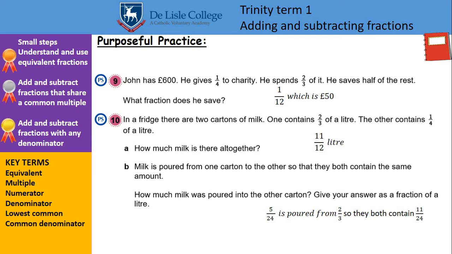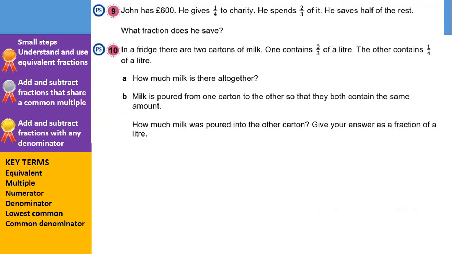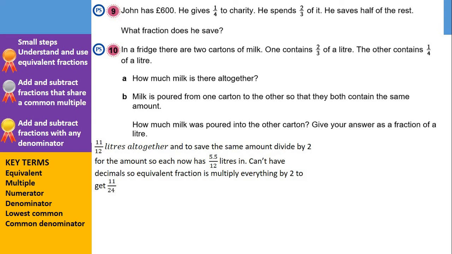Okay, and I say, now, next slide, we'll go through that in a little bit more detail. So from part A, we knew there are 11/12 of a litre altogether, 2/3 plus 1/4. Okay, and we're told they both need to have the same amount. So 11 over 12, we need to divide that by 2, so they've both got exactly the same amount. Now, because we're dividing by 2, we're not dividing the denominator, because we're not looking for an equivalent fraction here, we're simply looking at how much each person has.